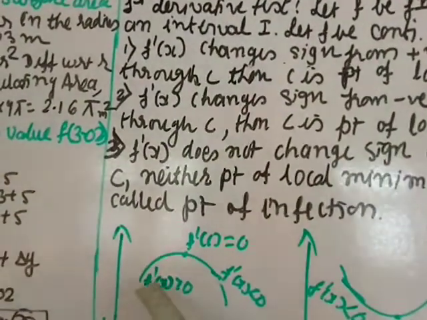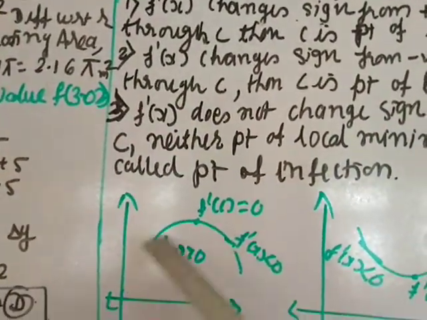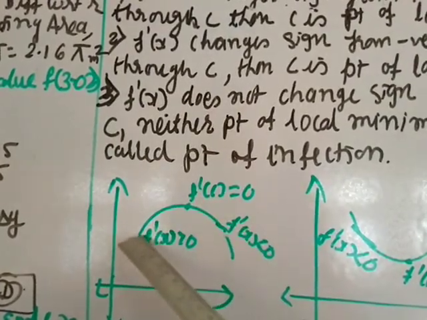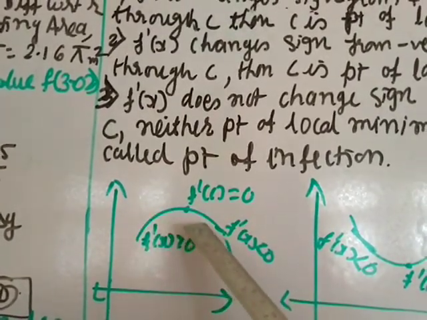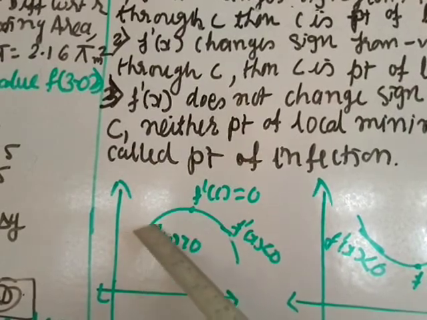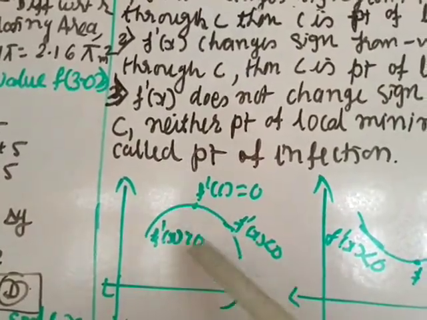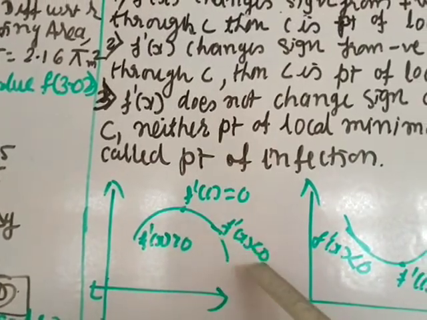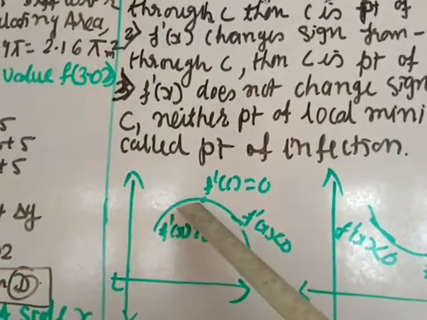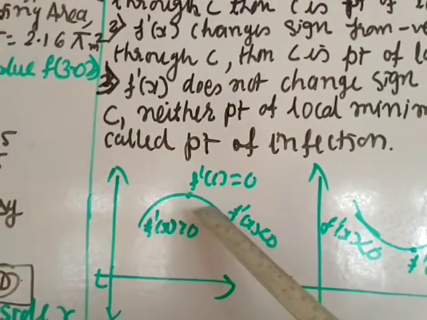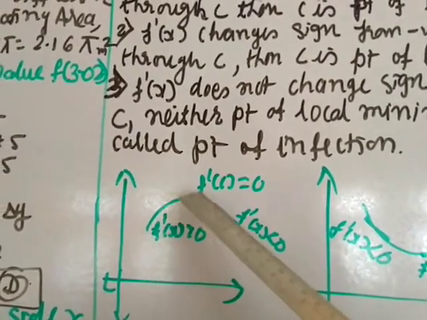If it is positive and becomes negative, we call this a point of maximum. See, if this is my function, for example a curve, with f dash c equal to 0, here the function is coming from here, passing from here. We know this is the increasing function, and then it decreases. Increasing function means f dash x has to be greater than 0, decreasing means f dash x has to be less than 0. So we can say that f dash x changes its sign, here it is greater than 0, here it is negative. So we can say this point is a point of maximum.